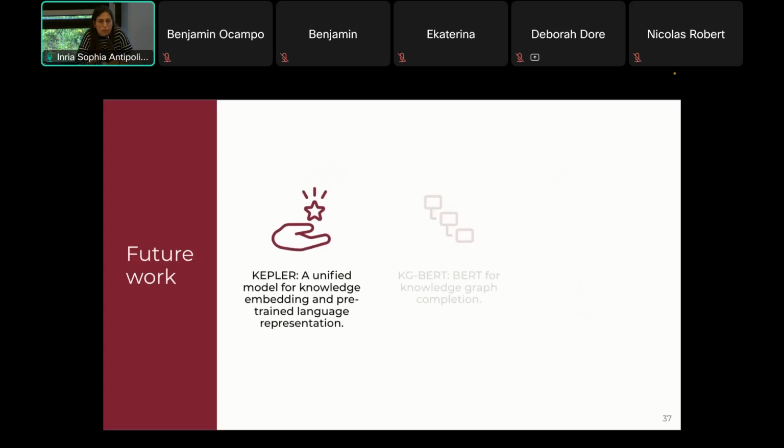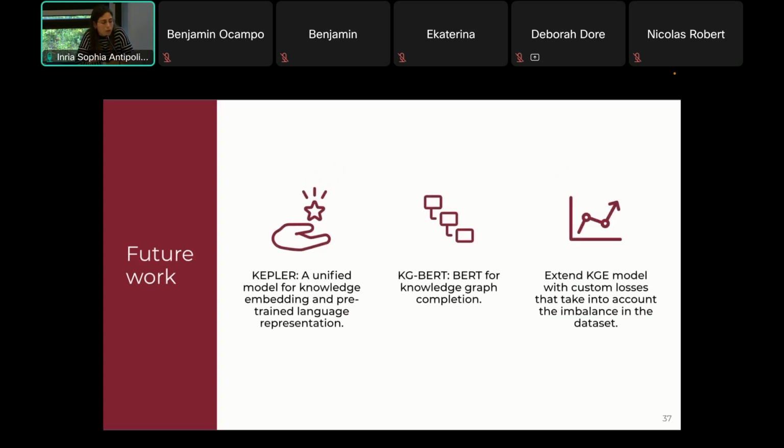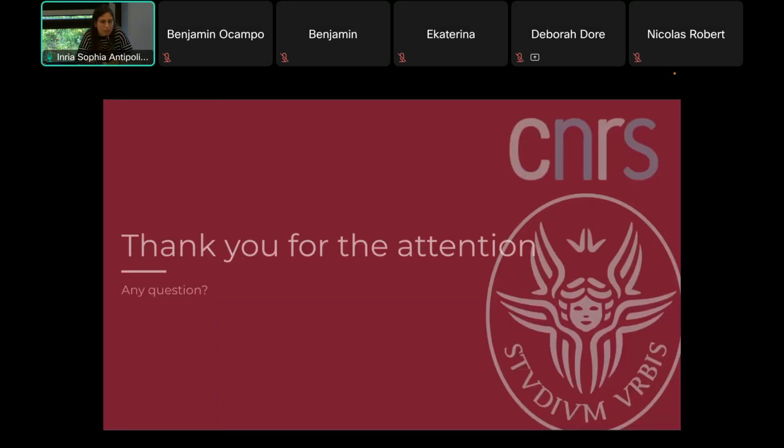If you want to look at some future work, our goal is to use KEPLER and KG-BERT, which are frameworks that train in conjunction an LLM and a graph model for this purpose, while our approach trains an LLM and a KG not together, and then trains a third model. Therefore, we want to exploit also this other kind of approach in our future work. Another thing is that we want to use custom losses that take into account the imbalance in the dataset for our KG model. Thank you for the attention.